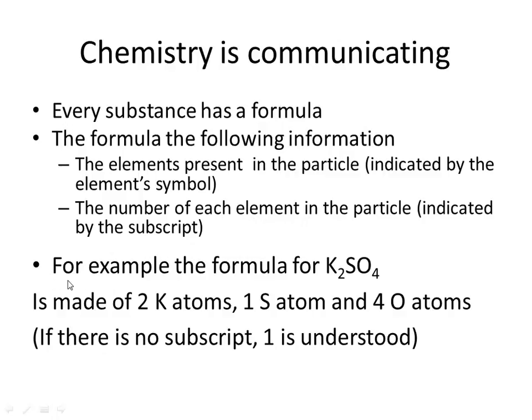The example I gave is potassium sulfate. The formula for that is K2SO4. So we can get the information that it's made of potassium atoms, sulfur atoms, and oxygen atoms. We can also get the information that this particle is made of 2 potassium atoms, 1 sulfur atom, and 4 oxygen atoms. If there's no subscript, like there is under the S, we understand it as 1.